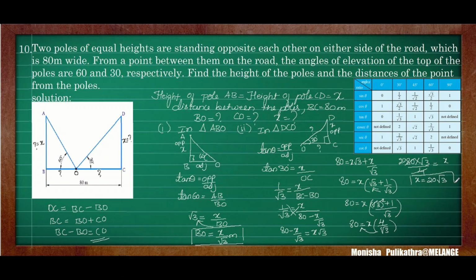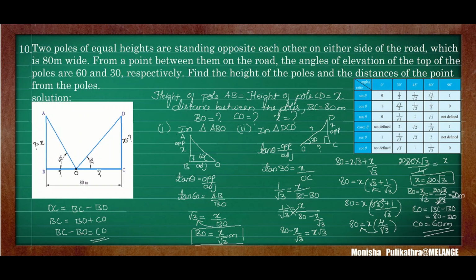So 20 root 3 is the height of the pole. Next is BO and CO. So we know that BO is equal to x by root 3, right? So x is 20 root 3 by root 3. If root 3 cancels, then BO is equal to 20 meter. So next it is CO. If we want to get CO, then CO is equal to BC minus BO. So BC is 80 minus BO is 20. So CO is equal to 60 meter.